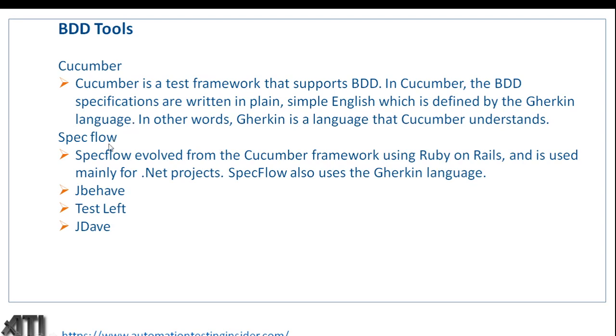There is another tool called Spec Flow, and we have JBehave, TestLeft, JDev. So these are the different BDD tools available in the market. So we are going to use Cucumber. We are going to implement this BDD using Cucumber.